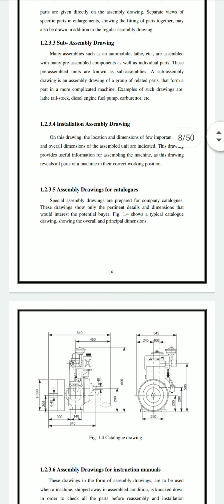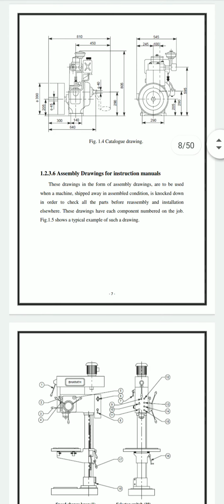Then the next type is the assembly drawing for the instruction manual. This drawing, in the form of an assembly drawing, is used when a machine is shipped away in assembled condition, and is taken down in order to check all the parts before reassembly and installation elsewhere. The drawing has each component numbered.